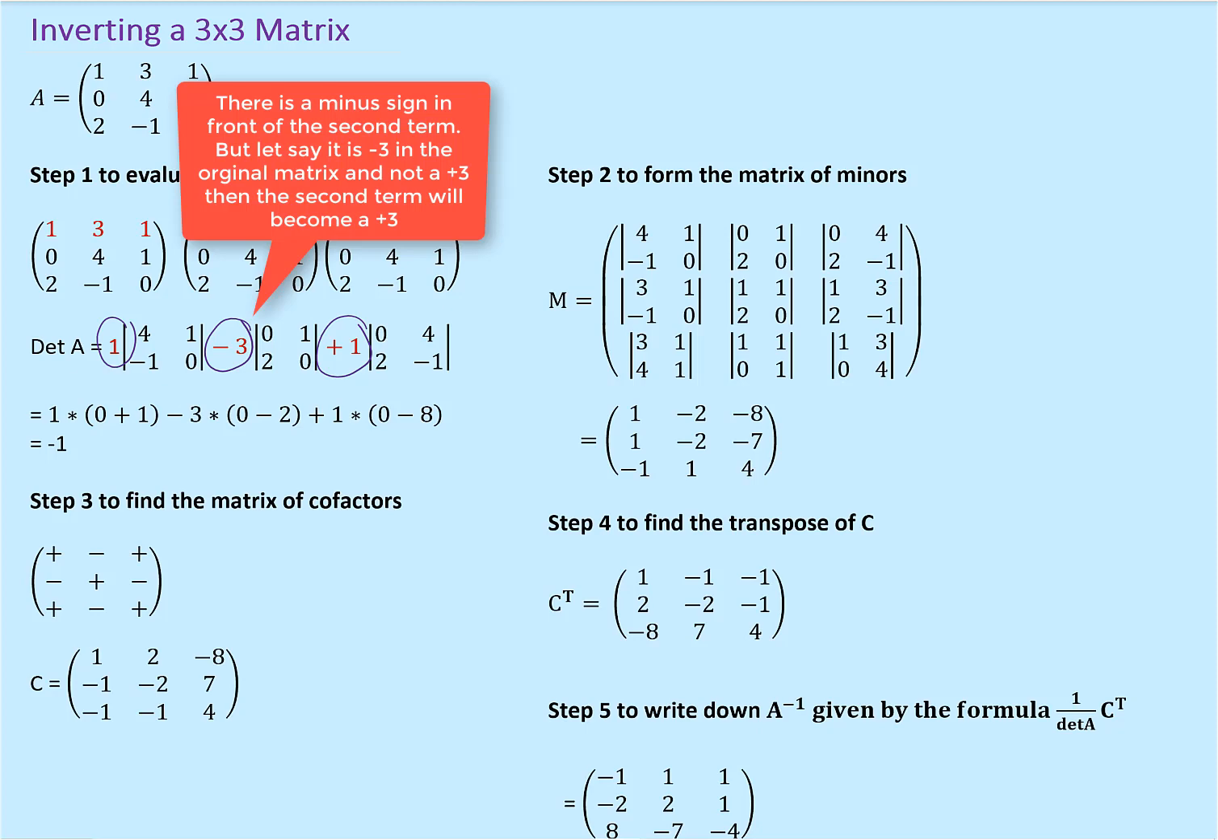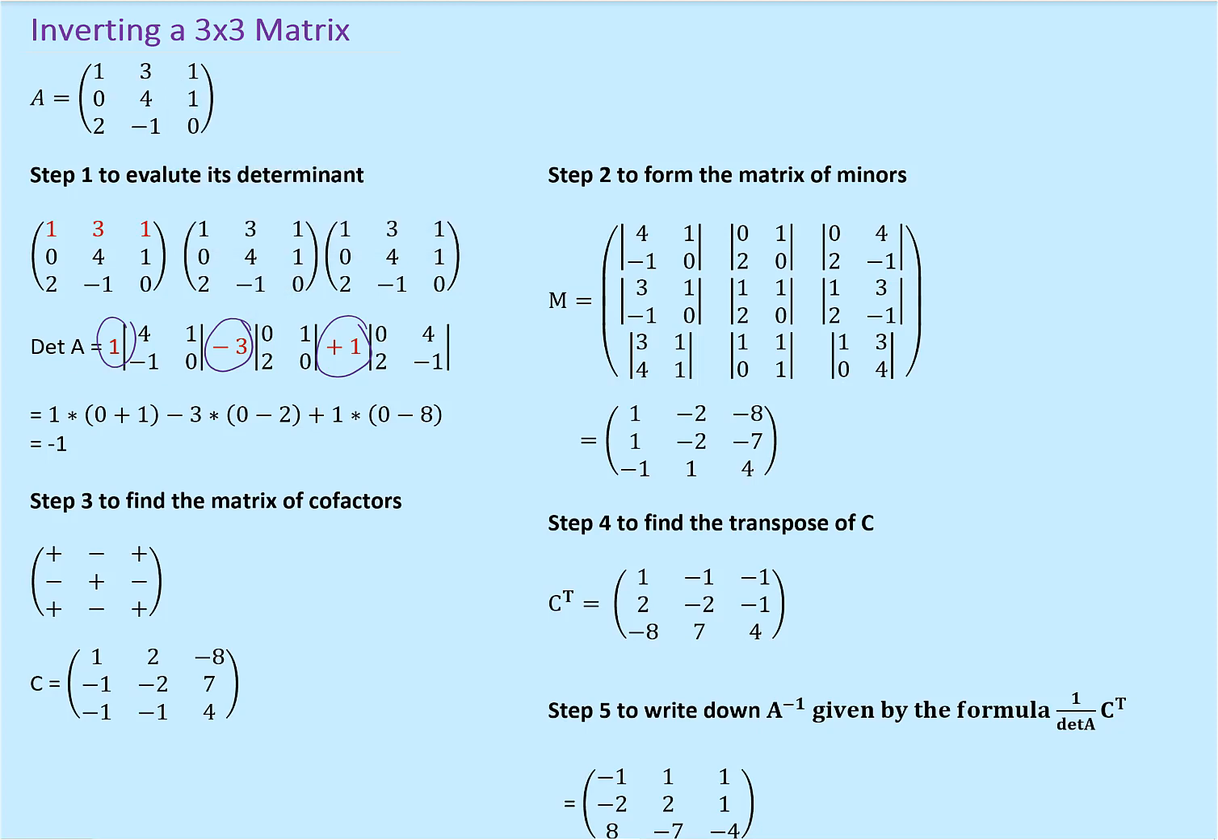So how do I reduce that to a 2 by 2 matrix? I need to cross off the row and the column containing 1. And I also need to delete the row and the column containing 3. And then the row and column containing 1. So now I have all the minors, I can do the normal calculation.